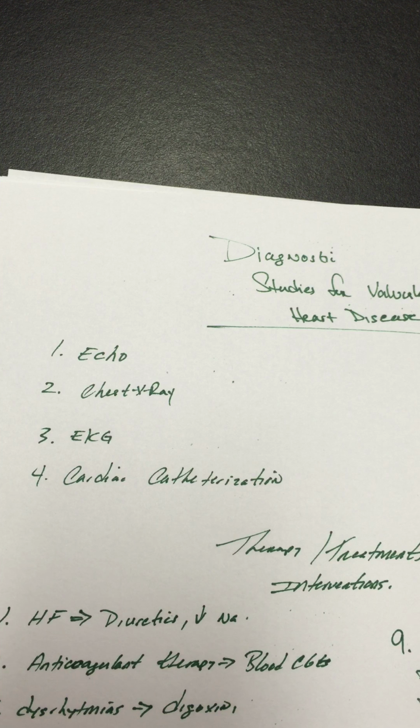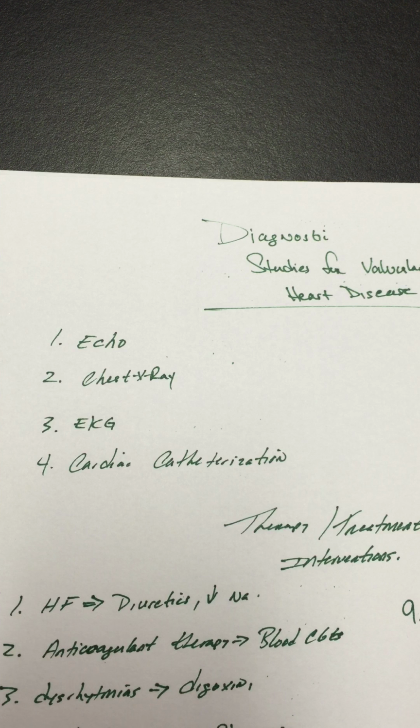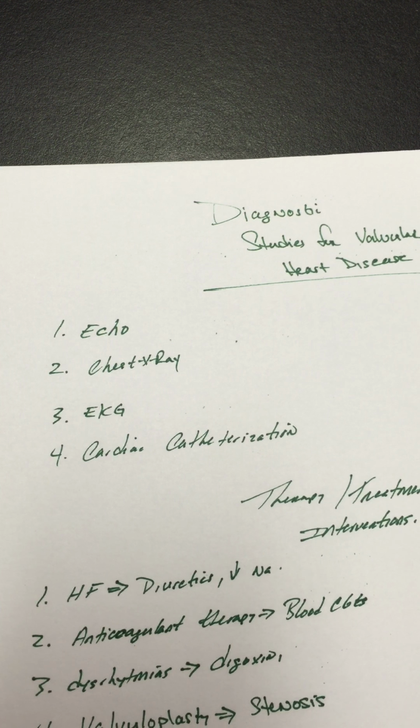Okay, we've been talking about valvular heart disease. So what are some diagnostic studies that you need to know? Number one, echo, echocardiogram, ultrasound of the heart. Number two, chest x-ray. In a chest x-ray, you may find cardiomegaly, enlarged heart, you may find some fluid in the lungs, which will let you know that the patient may have some difficulty breathing. You also do an EKG to see if there's any changes or if there are any dysrhythmias present.